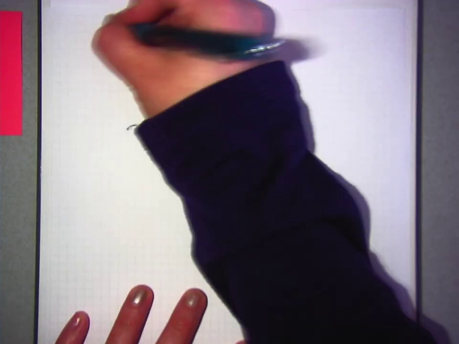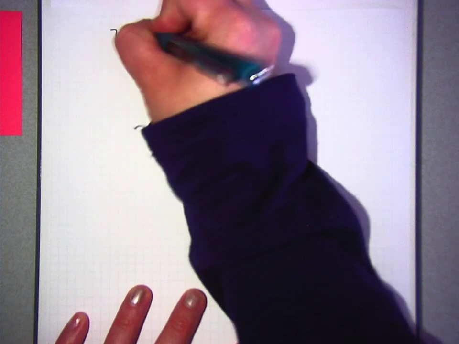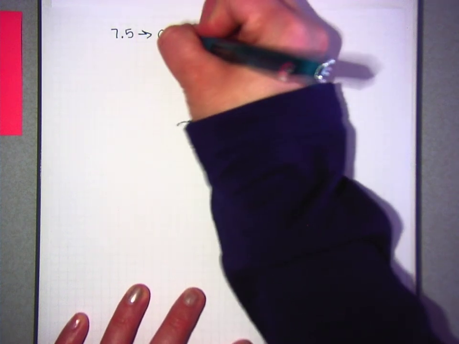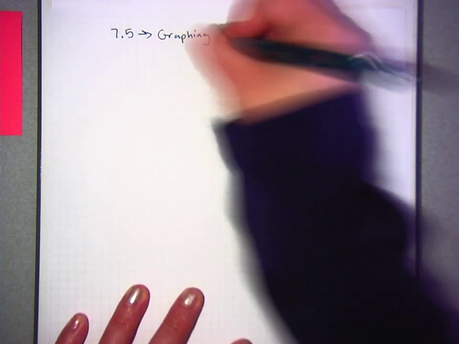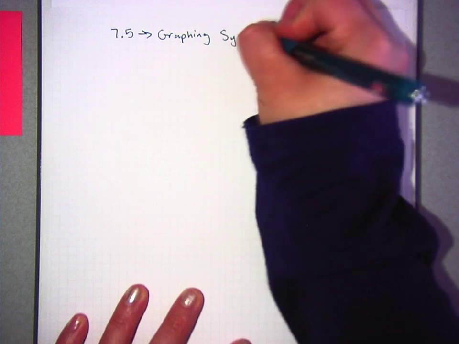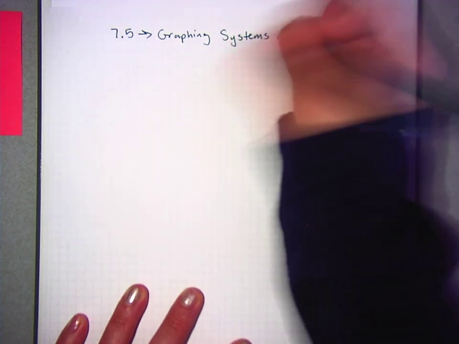Okay, so on the back side of this, I'm flipping over my graph paper. And on the back side, I'm going to write, this is section 7.5. This is called Graphing Systems of Inequalities.